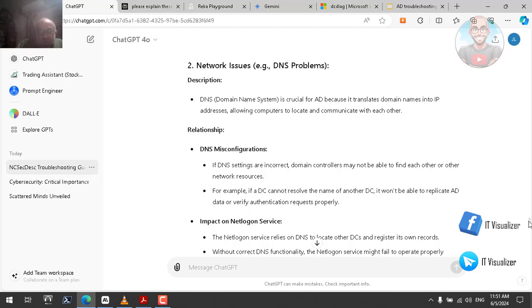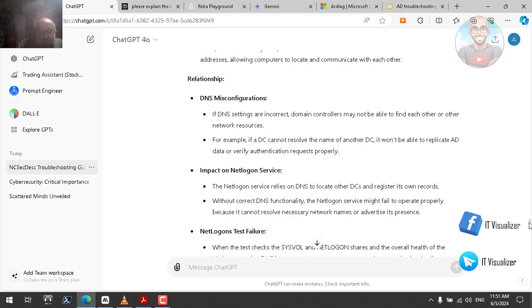Correct. Okay, how will this affect the Netlogon service? The Netlogon service relies on DNS to locate other DCs and register its own records. Without correct DNS, the Netlogon service might fail to operate properly because it cannot resolve necessary network names or advertise its presence.